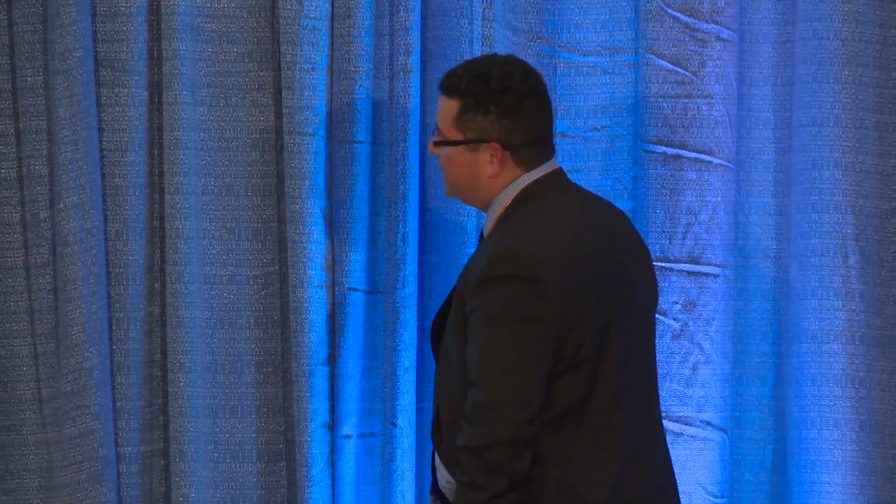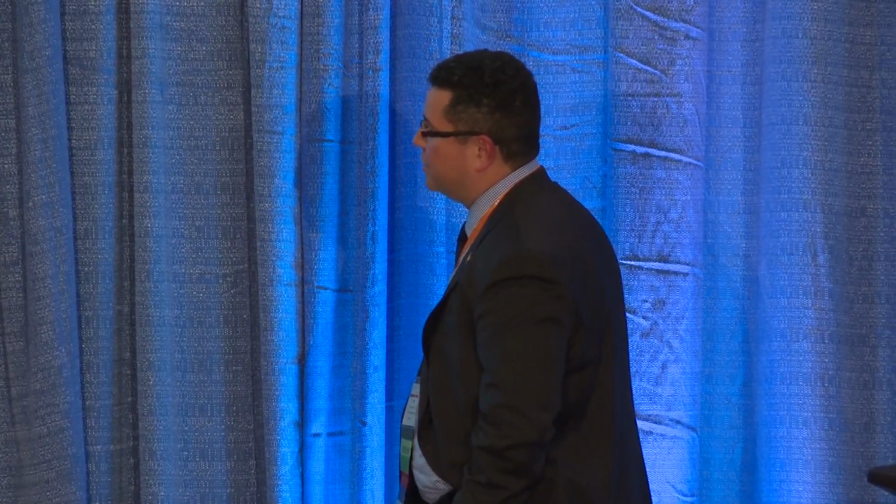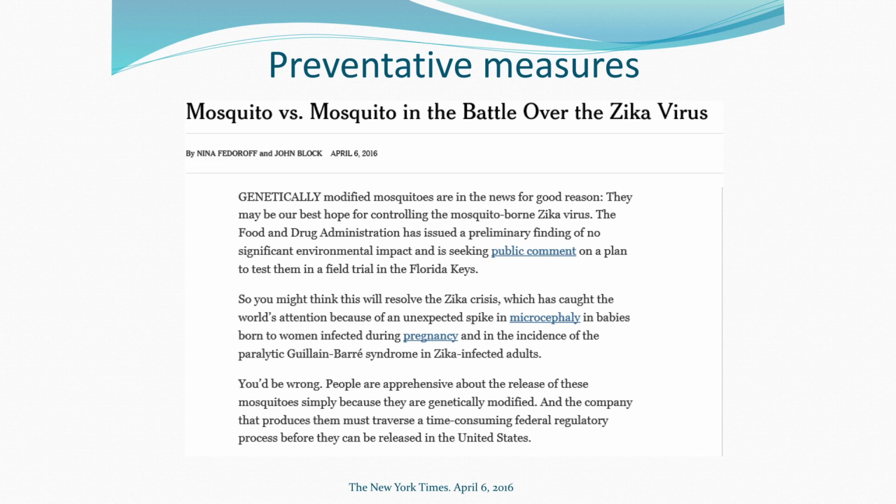I think the name of the company is Oxitec, and they're, I believe, located in Florida. And what they're proposing to do, and they have done this already, is put a genetically engineered male mosquito out into the area, and they're proposing to do this in the Florida Keys, by the way. They have this mosquito already ready to go. And what it's going to do, it's going to breed with the current female mosquito. And when the female breeds, it only breeds male mosquitoes.